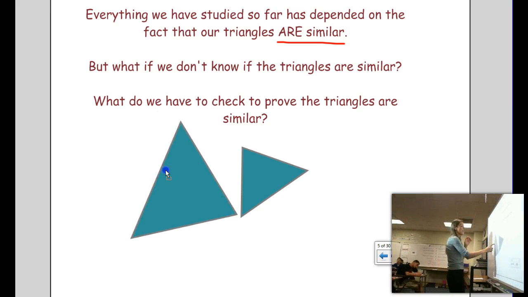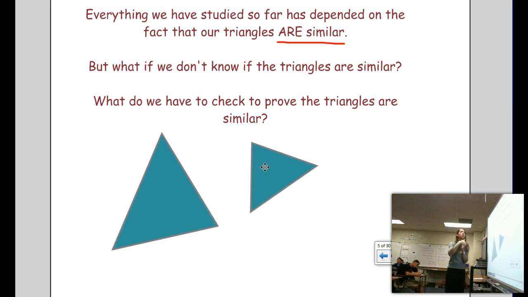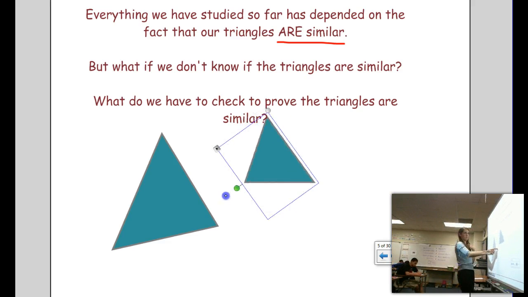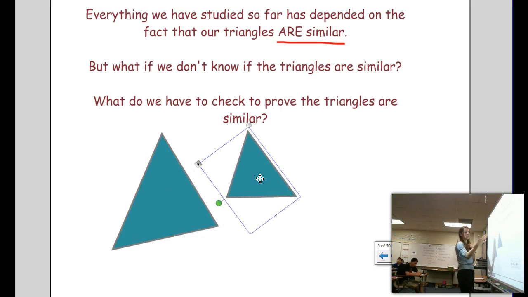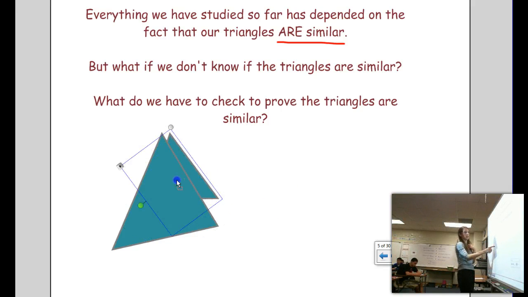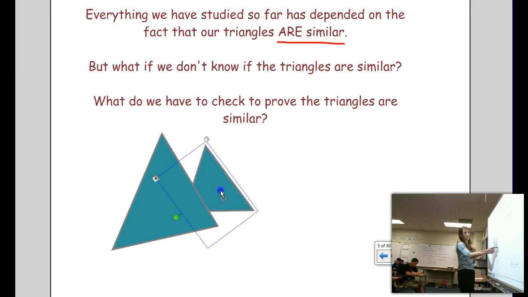So, what in the world do you think we need to check to prove these two guilty of being similar? First, we would need to rotate it, and what are we checking for? To see if it fits into that one. But it's not going to fit into it because these are similar, not congruent.